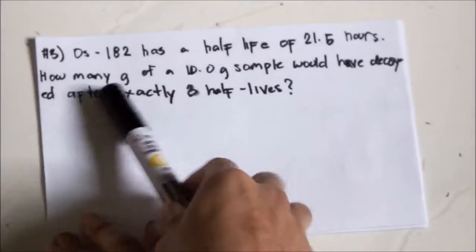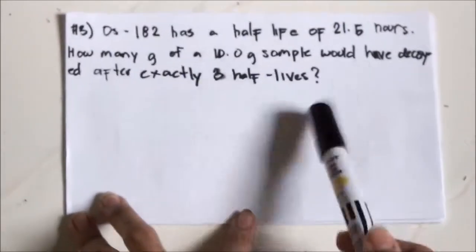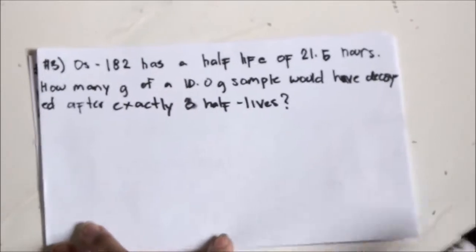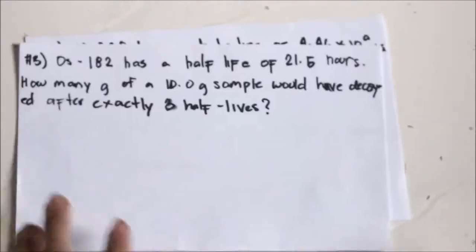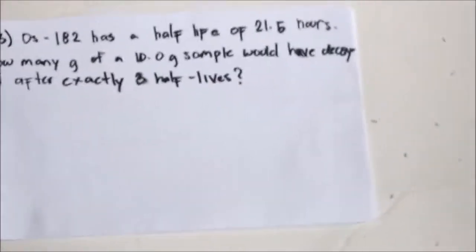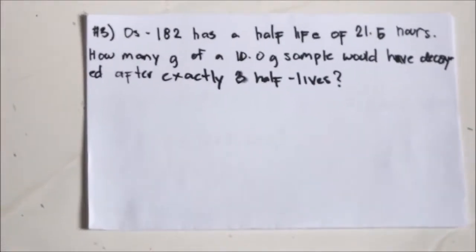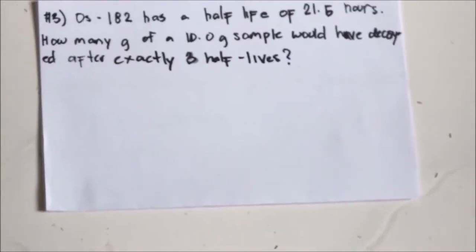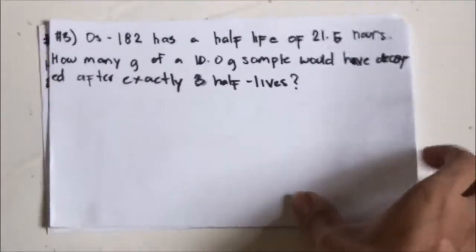Next is osmium-182, which has a half-life of 21.5 hours. How many grams of a 10.0 gram sample will have decayed after exactly 3 half-lives? Note that the length of the half-life played no role in this calculation. In addition, note that the question asks for the amount that decayed, not the amount remaining. So here's the solution.